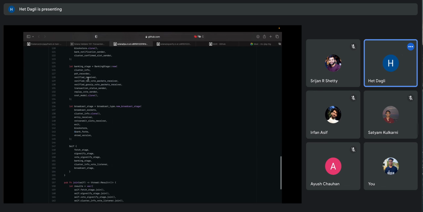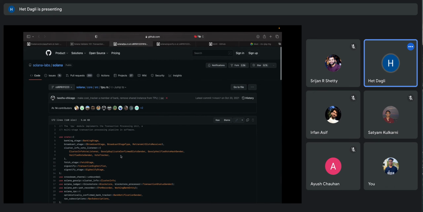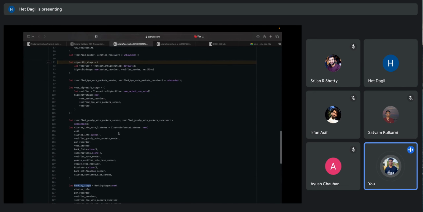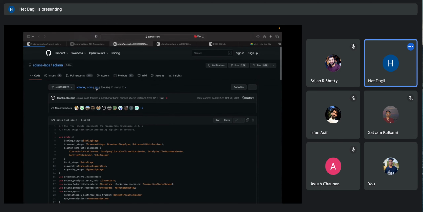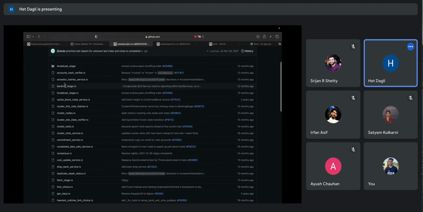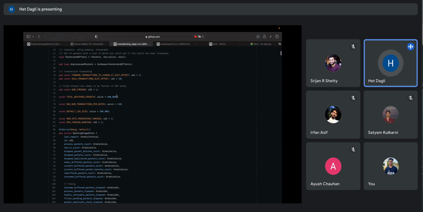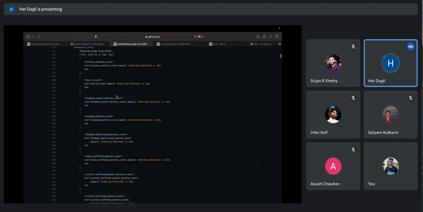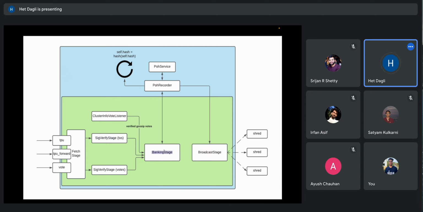Yeah, right. So this is the banking stage, and there should be a different file for it. But I think it's called bank.rs somewhere, right? Yeah, it was there. Yeah, banking stage. So this is where all the logic is run, and the meat of the validator is here.